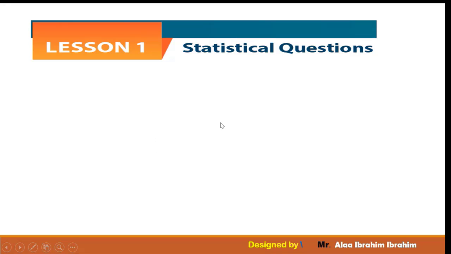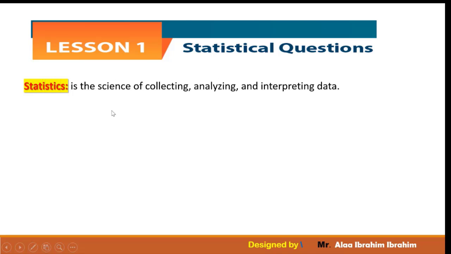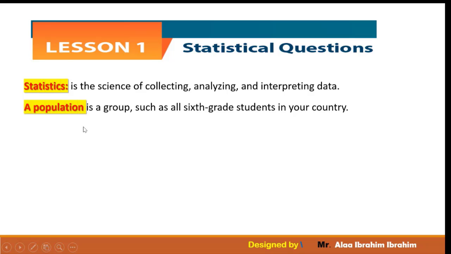So lesson 1 is statistical questions. I have to know some definitions. Statistics, just for more information, is the science of collecting, analyzing, and interpreting data. So I have to find or collect a lot of data about something. Now, a population is a group. This is important. A population is a group, such as all 6th grade students, like your class, like your school. School is the big population, but your class is a small population, or sample.